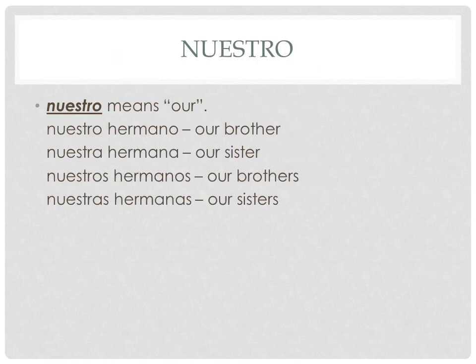Okay, so nuestro means our. We know that. Nuestro hermano means our brother. And that's masculine, and it is also singular, hermano is. So you would use nuestro. Now the second one says nuestra hermana, which means our sister. Hermana is feminine and is also singular. So you would use nuestra. Nuestros hermanos means our brothers. Hermanos is plural and it's masculine, so you will use nuestros. Nuestras hermanas means our sisters. Hermanas is plural and feminine, and therefore you use nuestras.